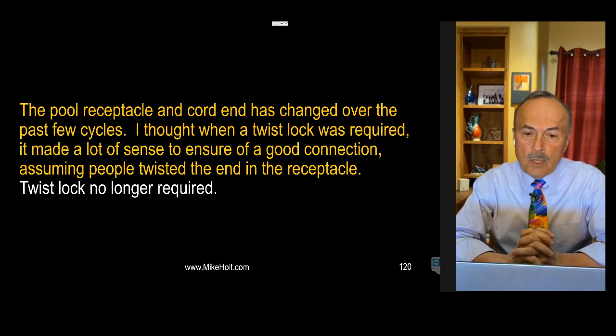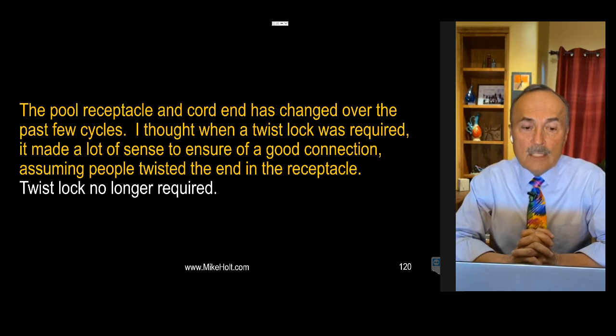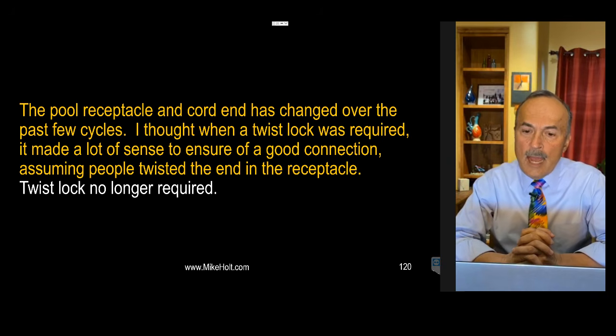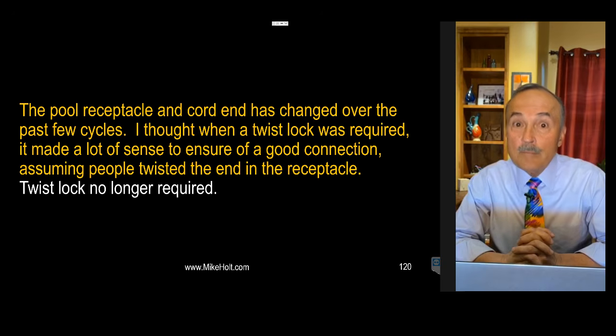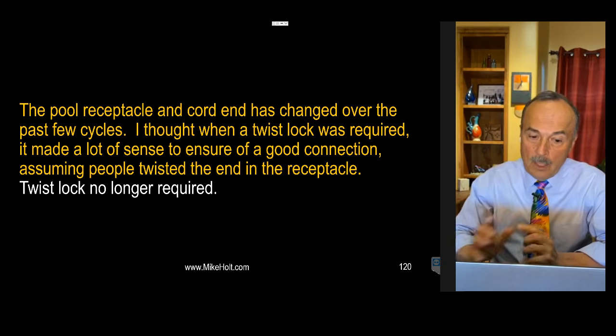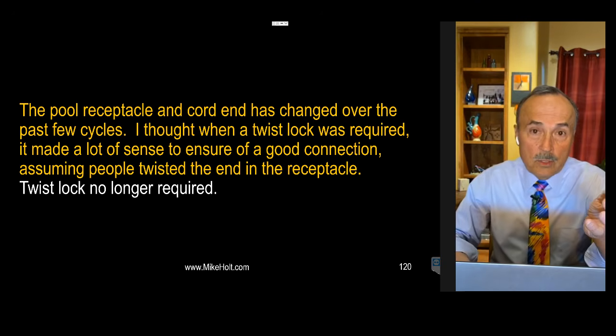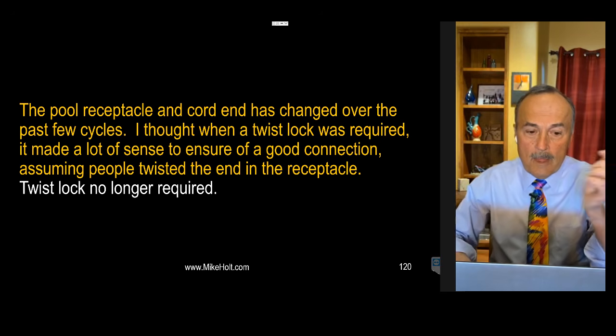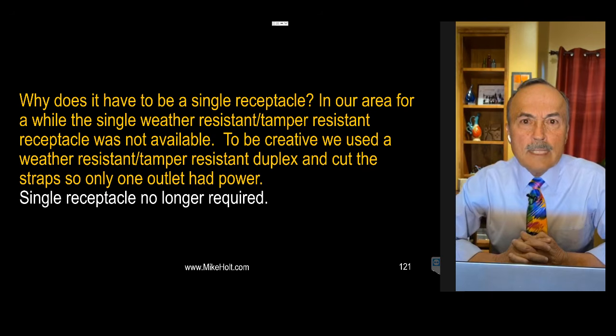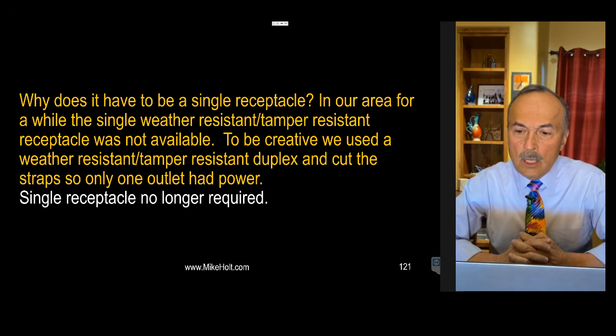The pool receptacle and cord end has changed over the past few code cycles. I thought when a twist lock was required, it made a lot of sense to ensure good connection, assuming people twisted the end in the receptacle. Really? By the way, twist lock receptacles are no longer required in the code, not in the 17 or the 20. Why does it have to be a single receptacle? In our area, for a while, the single weather-resistant, tamper-resistant receptacle was not available.